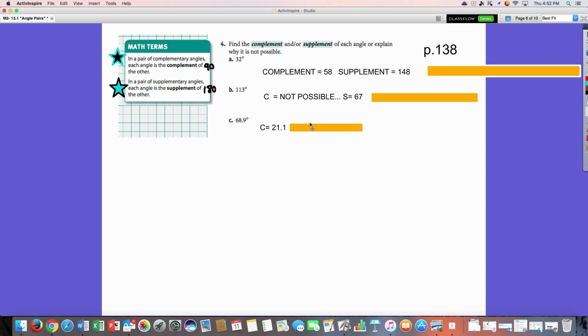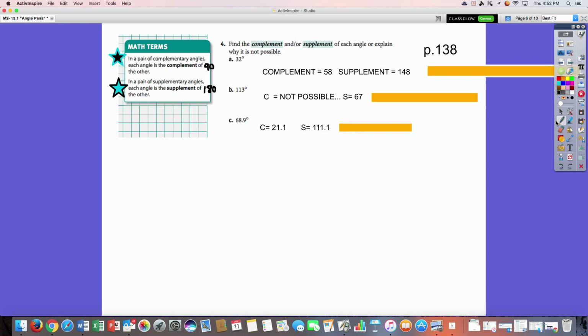180 minus 68.9 is 111.1. So the complement of 68.9 is 21.1 because those equal 90. And the supplement of 111.1 is 68.9 because those equal 180. I know, this is easy stuff. I know you got it.